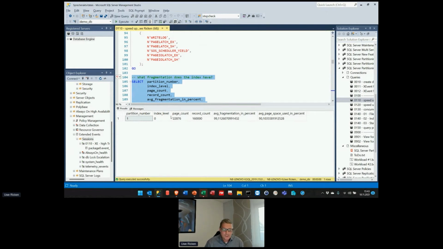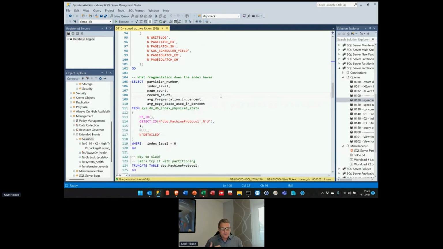But here we can see that we have now 22,000 data pages, and the fragmentation, this is definitely a big problem. We see here that we have a fragmentation of 99%. So that means that nearby every single data page is not connected to the next one. So SQL Server had to jump all the time. The reason was, as I said, that when it was filling up the table, it always had to push the data in between.